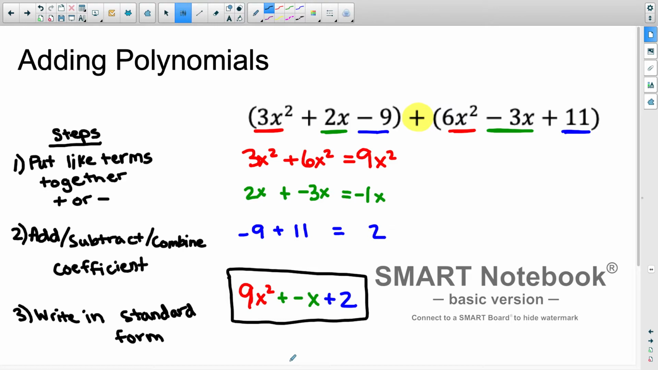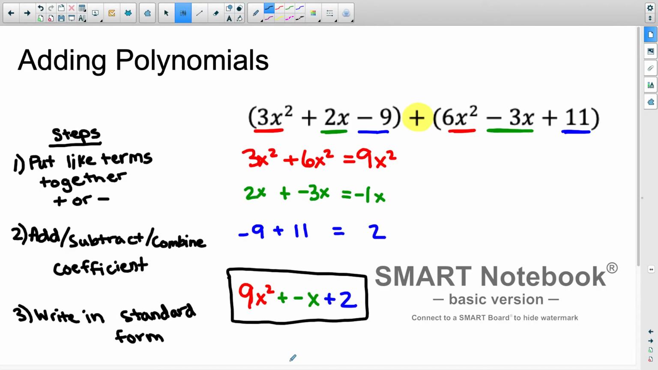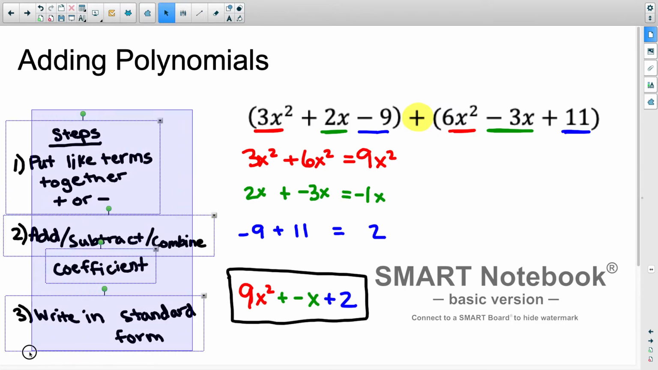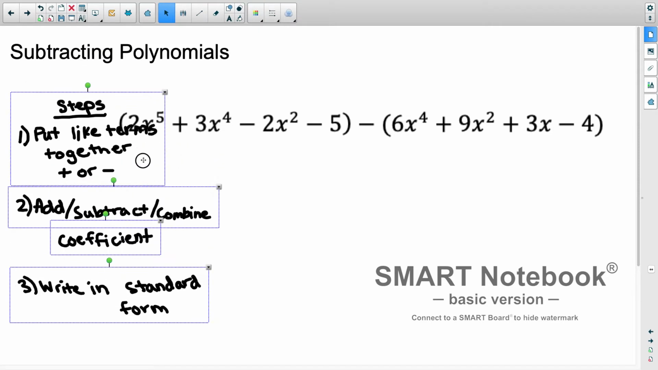All right, so next problem, we're going to be subtracting polynomials. And we're actually going to use the same steps as adding. So I'm just going to copy and paste my adding steps because honestly, I'm lazy.